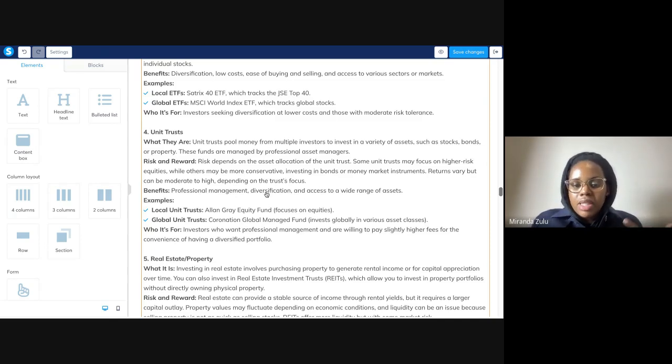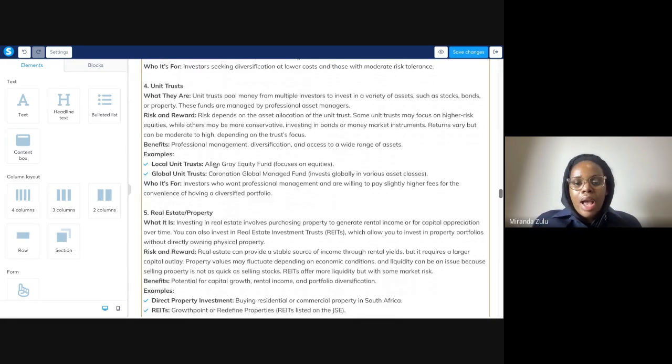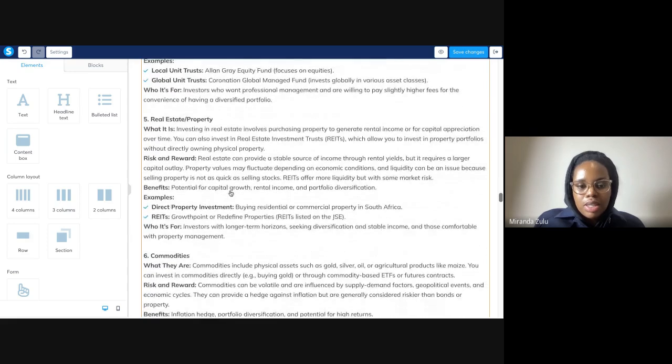And so the benefit there is that obviously there's a professional who is managing this and deciding the allocation. Allan Gray, I know, is a company that has an equity fund, but other companies do as well, Coronation and all of that. They tend to have higher fees because of an actual professional managing it. So that's important to note about unit trusts.